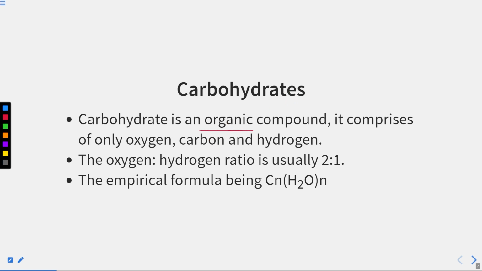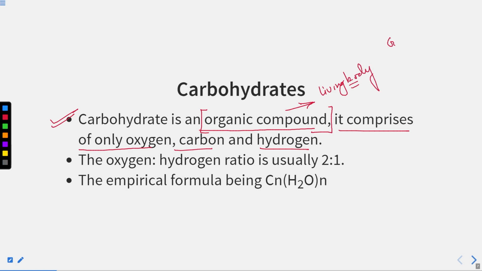Carbohydrate is an organic compound, and it comprises only oxygen, carbon, and hydrogen. So it is very important to understand this. This is an organic compound. This is formed in the living body, like green plants. Green plants, with the process of photosynthesis, make glucose, we all know, and this is the food for them.